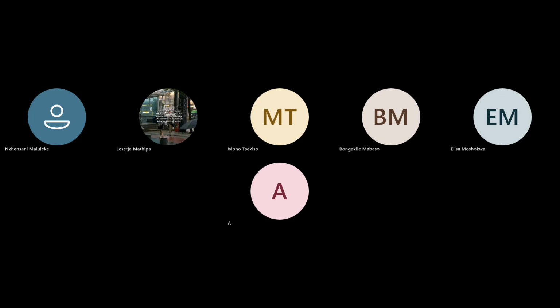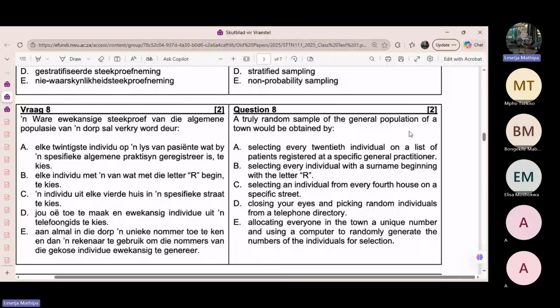Old papers, 2025. Okay, this is class test 1. Okay, what's the other one? And 2024. So we're going to do 2025 and 2024 class test 1. All right, let me share my screen again. You can all see now. If you can't see my screen, please let me know.